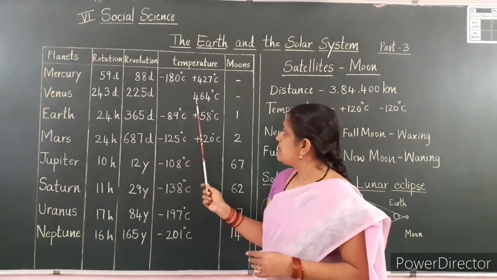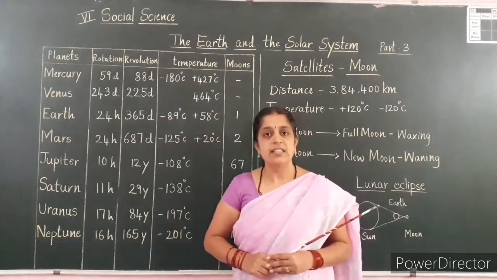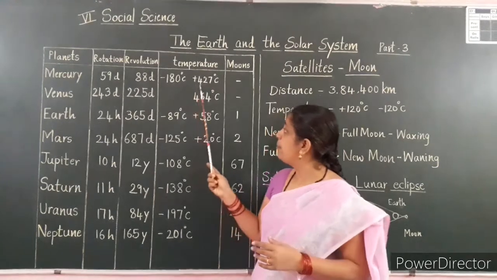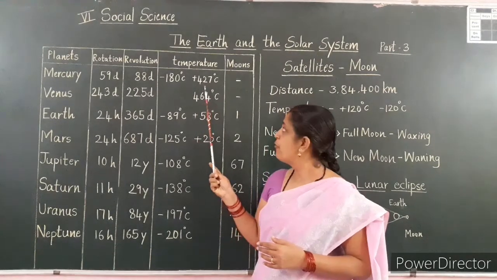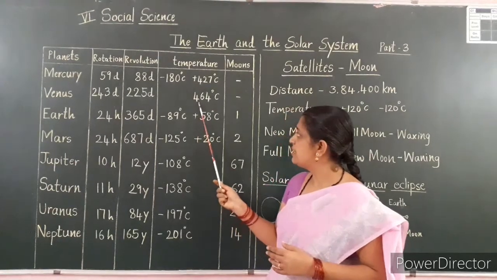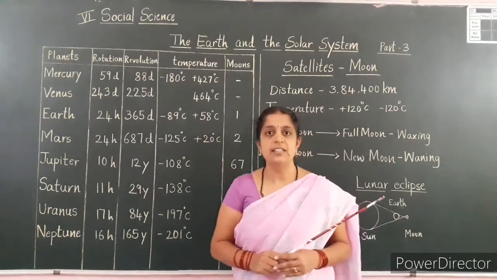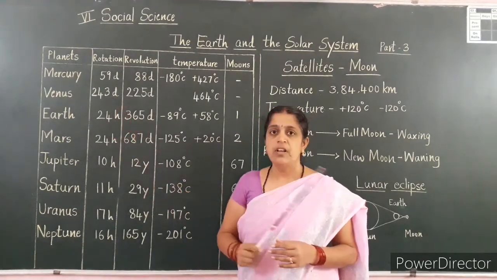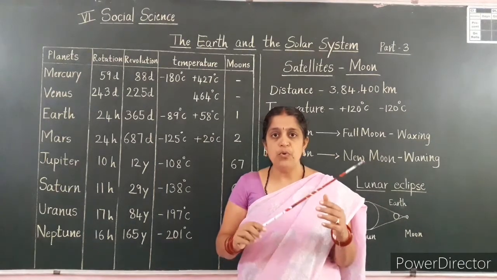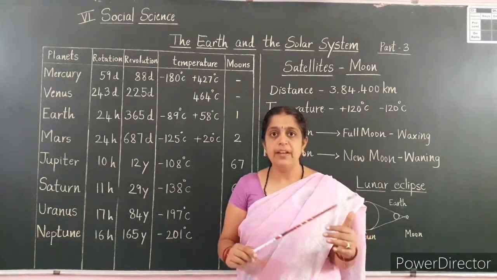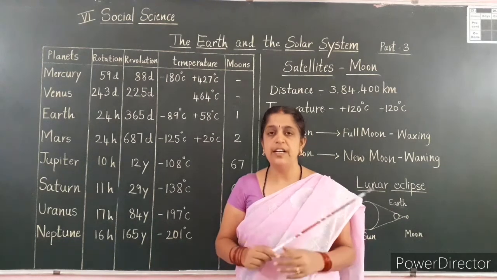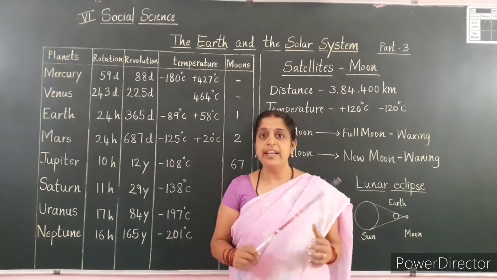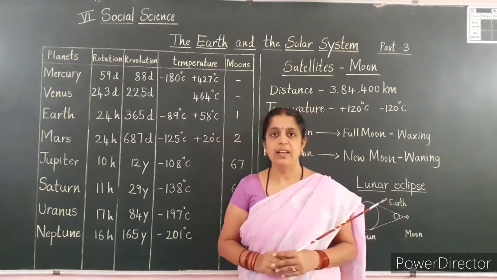Next, about temperature. The temperature is 464 degrees Celsius on Venus. The temperature is very high when compared to Mercury. Mercury is 427 degrees and on Venus it is 464 degrees Celsius. Because of the slow rotation, most of the time one hemisphere faces the Sun. So that leads to the higher temperature on Venus. And it has no moon, like Mercury.